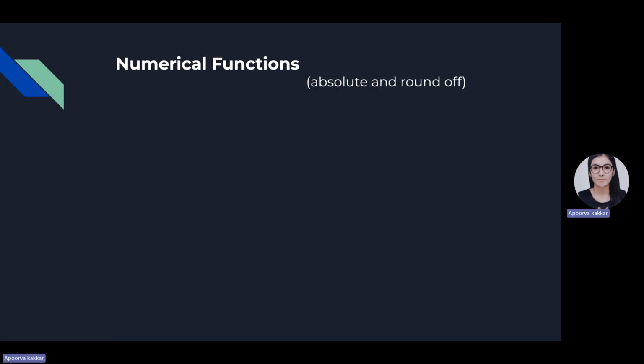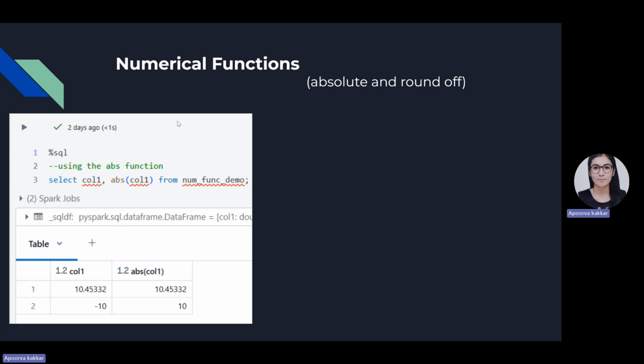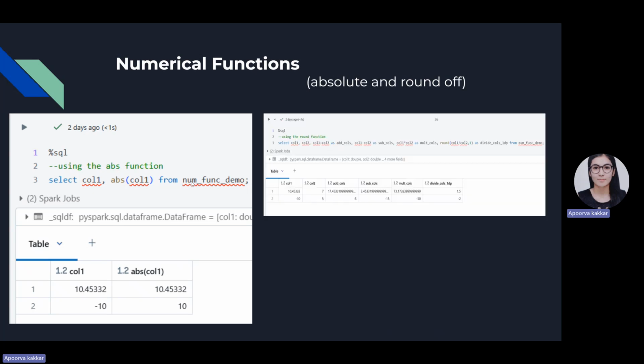There are some other functions like absolute and round off. So absolute, as in this example, will give the positive values for the values which are inside column 1. And the round off function will round off the values to a decimal place that we will specify. As in this case, we have written round column 1 upon column 2, comma 1, which means that it will round off the values after dividing the values of column 1 and column 2 up to one decimal place.